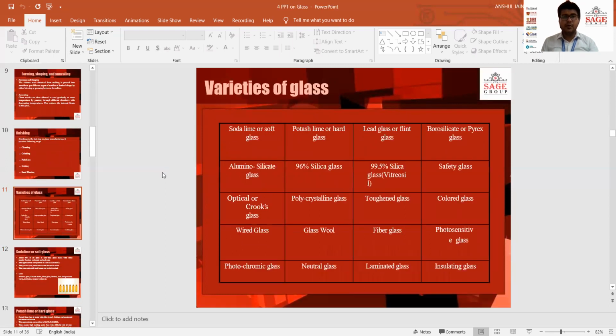Okay. Now, if I talk about the varieties of glass, these are the basic, or I would say the 16 most preferred varieties of glasses. I would like to tell you their names.